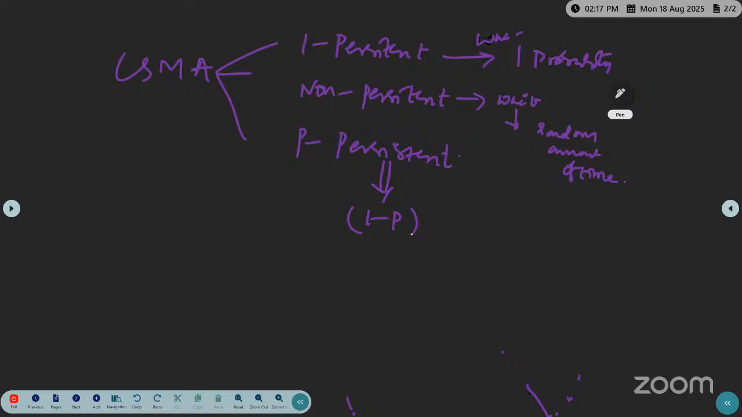So 1-persistent is one probability of time we need to wait. Second one is non-persistent, where we need to wait a random amount of time. And third one is P-persistent, where we need to wait 1 minus p probability of time. When we transfer the data in this channel, we first need to sense it.